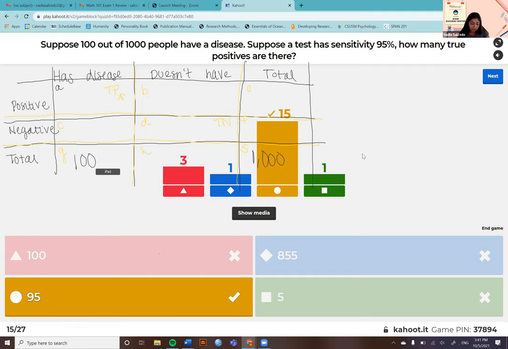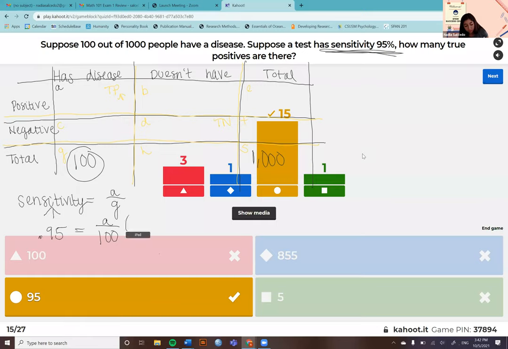And if you remember from the other problem, sensitivity is equal to A over G. In this case, we don't know A, so we can leave that, but we do know that the sensitivity is 95%. So we can go ahead and plug that in here as a decimal. So 0.95 is going to be equal to A over, and we do know G, it's gonna be the 100 people that have the disease. And so when we're trying to get A by itself, first what we gotta do is get this 100 out of the denominator. So to do that, we can multiply by 100, that gets rid of that, multiply this by 100, and that's going to give us 95 people for your true positives.